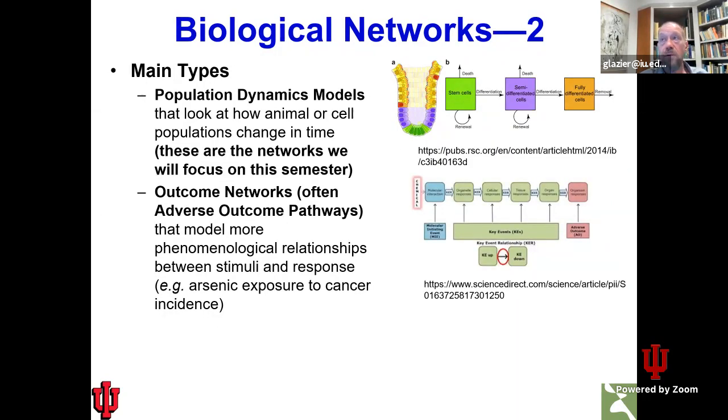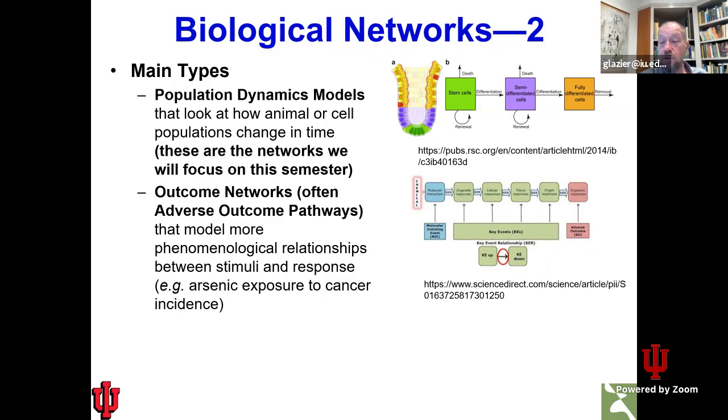Another kind of biological network that we're going to run into are population dynamics networks. In this case, we have, for example, a picture of a colonic crypt. At the base of the colonic crypt, you have stem cells. Those stem cells divide and reproduce. They also differentiate into early, here labeled semi-differentiated cells that divide rapidly. Those cells in turn differentiate into terminally differentiated cells that don't divide, and those eventually die. In the case of the lining of your gut, every cell in the lining of the gut, except for the stem cells, has a lifetime of about 2 weeks.